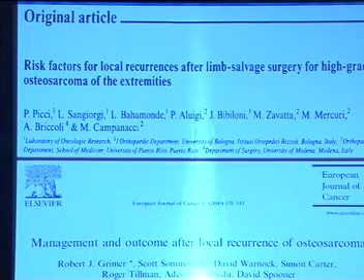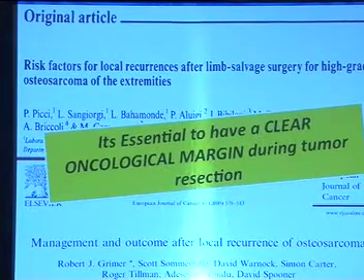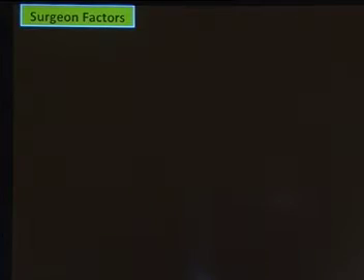Another paper by Grimer again shows that the single most important significant factor affecting local recurrence is surgical contamination of the resected margins. So it is essential to have a clear oncological margin whenever you're doing tumor resection for limb salvage surgery.